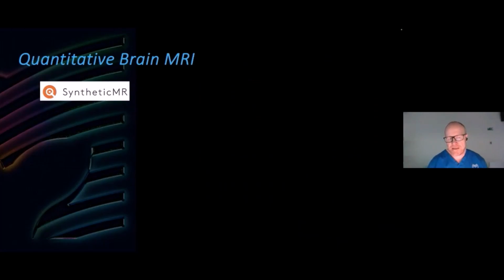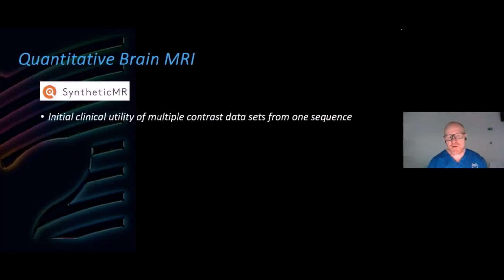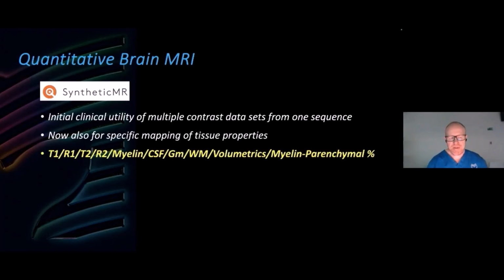So SyntheticMR has been around a little while now. The initial clinical utility of this was multiple contrast data sets from one sequence. So now it's also specifically mapping the tissue properties. So if you look at T1, R1, T2, R2, myelin, CSF, grey matter, white matter, volumetrics for the brain, this is quite a big leap forward.